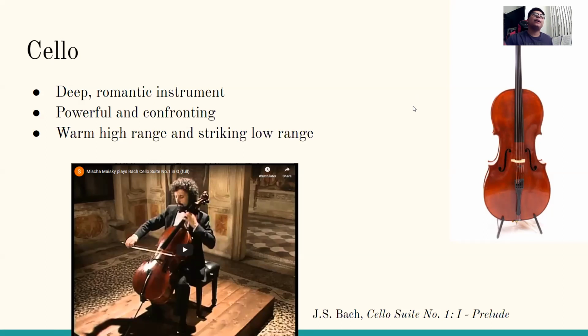Next, we got the cello. I love the cello. I'm going to be honest, cello is one of my favorite instruments. It's a deeply romantic instrument. It's a gorgeous instrument, and it can be very powerful and confronting. If you think about the Halo theme, the cellos are the ones doing the dun, dun, dun, dun parts. But it also has this warm high range and this really striking low range.